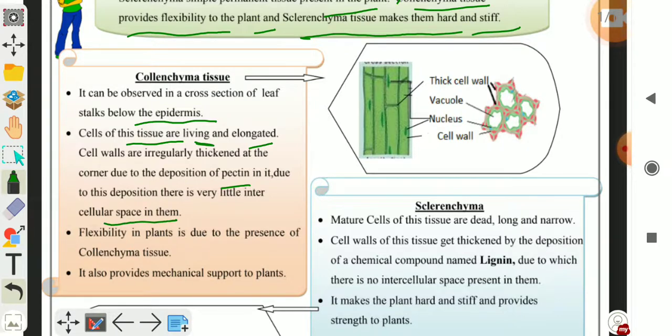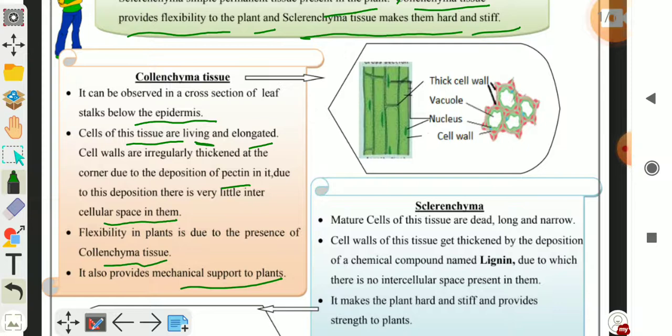Intercellular spaces are very little. Why? Because of deposition of pectin in the corners of the cell. Flexibility in plants is due to the presence of collenchyma. So collenchyma tissues provide flexibility to the plants and they also provide mechanical support to the plant.